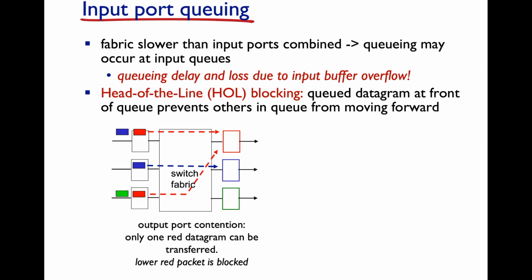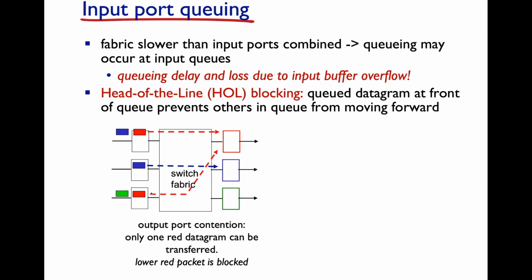So that means that because these two red packets are in contention for getting switched to this same output port, well, if this bottom input port's head of line, or head of queue, element or packet is being blocked, if you will, from being transmitted to this output port, well, this green one doesn't need to contend for that red output port. It could go straight to this green output port if it were at the head of the line. But it's not at the head of the line, and therefore has to wait for this red datagram to be transmitted to this red output port.